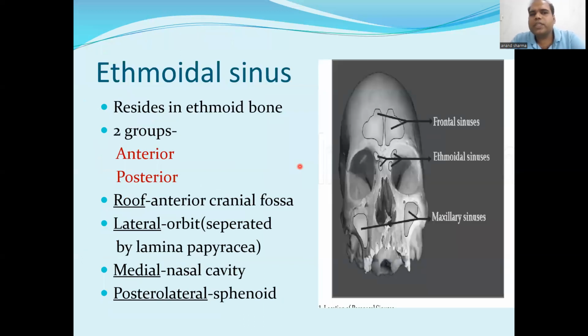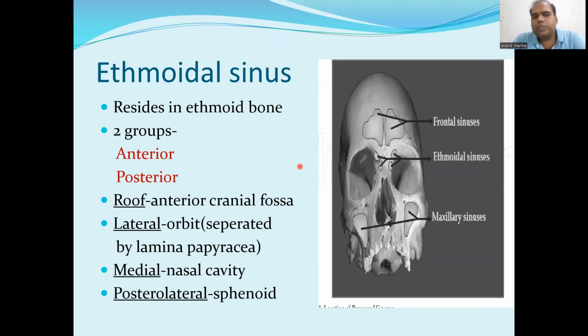Now, the ethmoid air cells or the ethmoid sinus, these are the air cells which are present inside the ethmoid bone. The ethmoid group is divided into two parts. First is the anterior, the second is the posterior. The anterior ethmoid cells are large in number but small in size. Similarly, posterior ethmoidal cells are lowest in number and they are pyramidal in shape, apex pointing posteriorly towards the sphenoid.